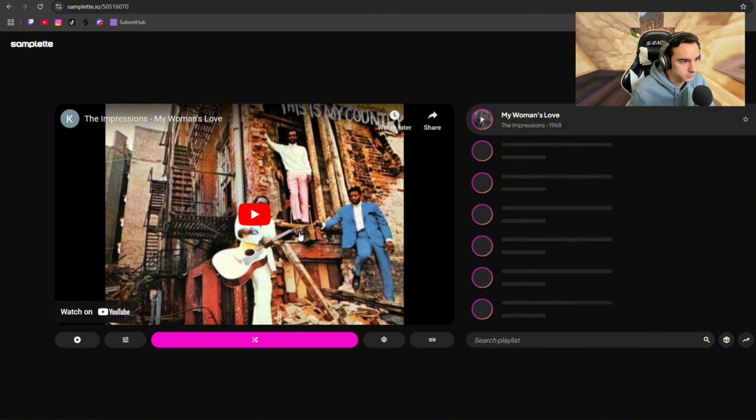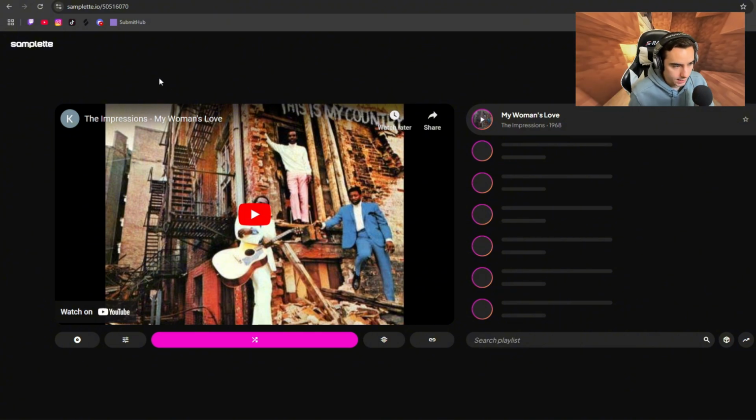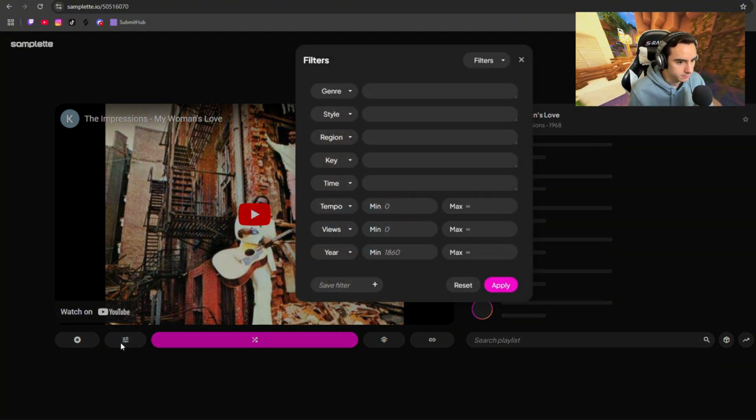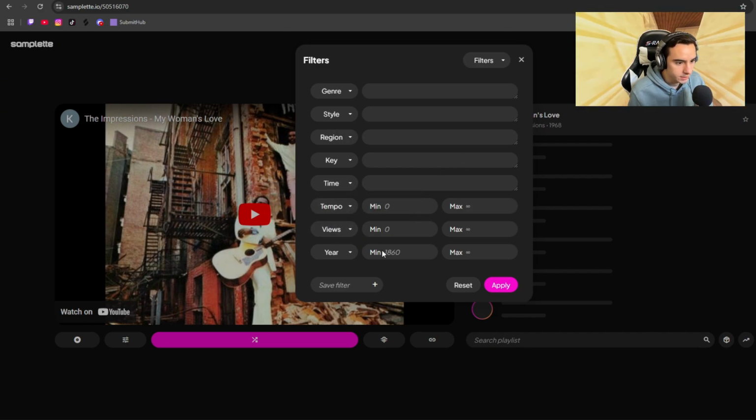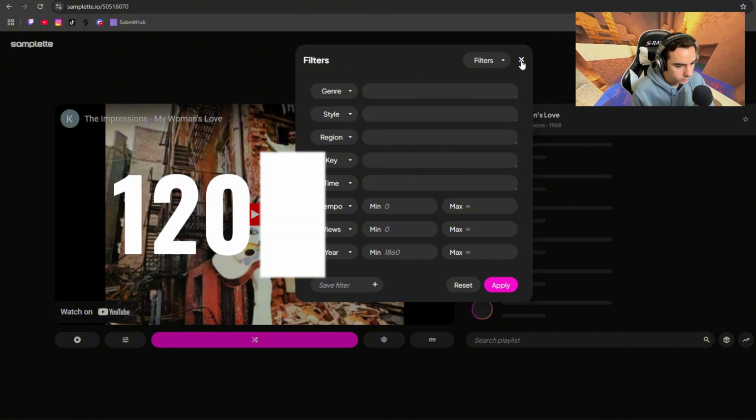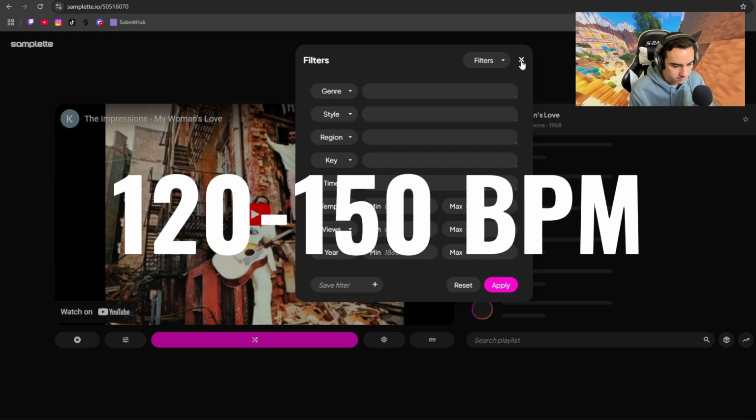I was digging around and I wanted to find a song that wasn't all that known and likely didn't have a remix already out there. So I used this really cool site called samplet.io, and you can actually put in some parameters. So you can put in the tempo, the year, the genre, stuff like that. And so I put in probably like 120 BPM to like 150 BPM or something like that.